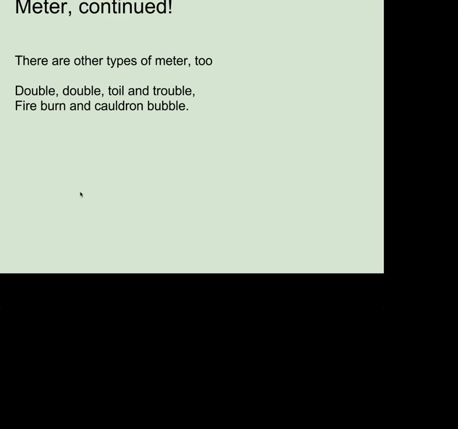It's just the opposite of iambic pentameter. You can hear that the stressed syllable now is coming first. Double. Instead of I am, double. When the stressed syllable is coming first, that's called a trochee. So remember the stressed syllable coming second, that's an iamb. Stressed syllable coming first is a trochee. And in this case, we have four trochees in a row. There's eight syllables here. Double, double, toil, and trouble. There's four trochees. So then this is called trochaic tetrameter.